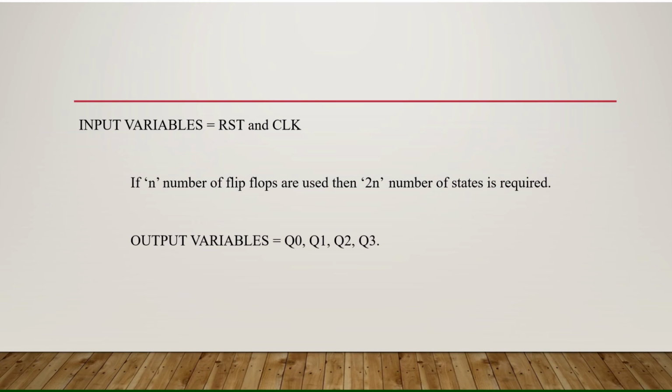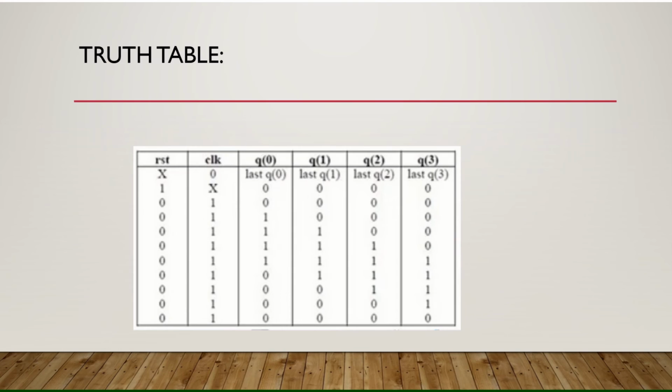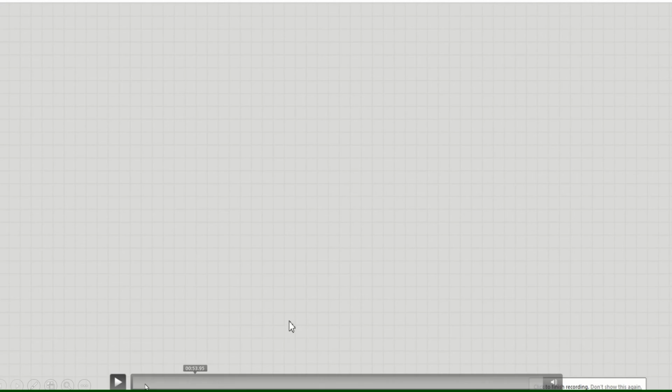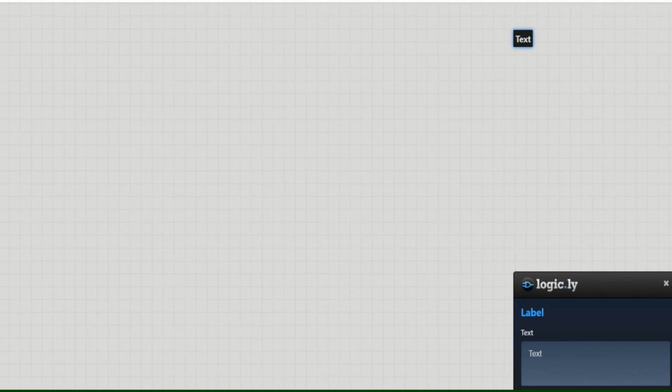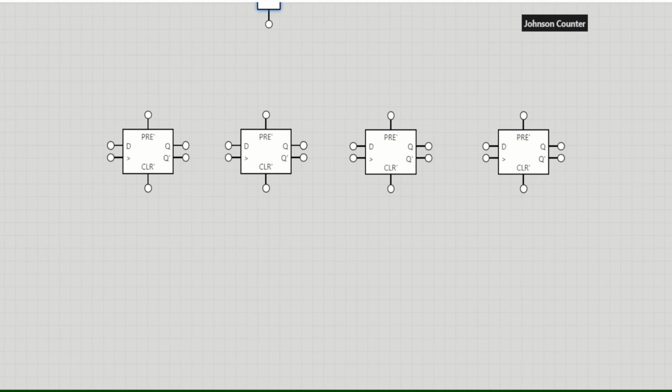Here the input variables are RST and clock. If n number of flip-flops are used, then 2n number of states is required. Here the output variables are Q0, Q1, Q2 and Q3. Truth table is also given. Next we'll see the simulation for the Johnson counter. Four D flip-flops are given.